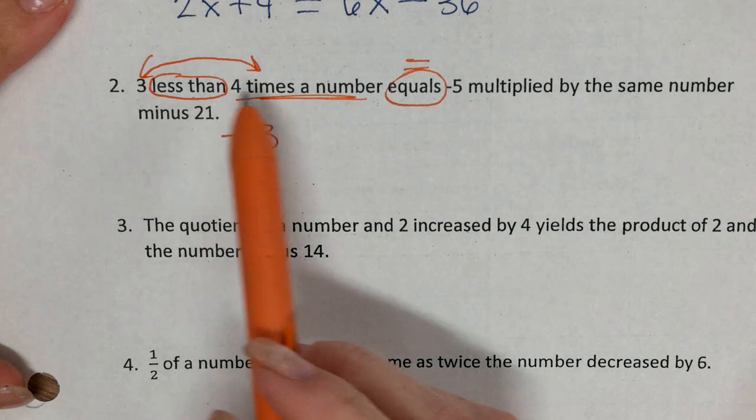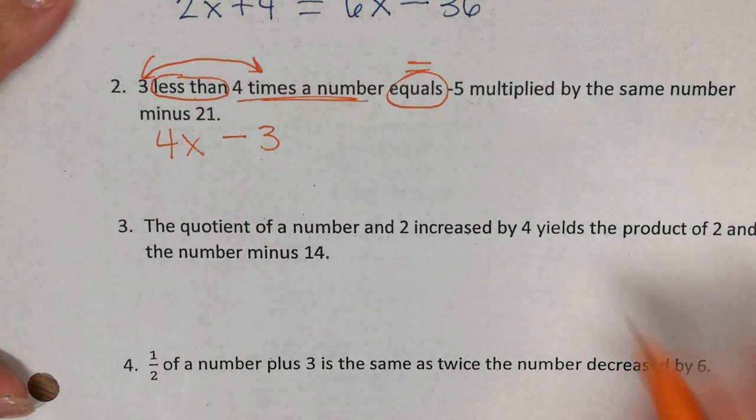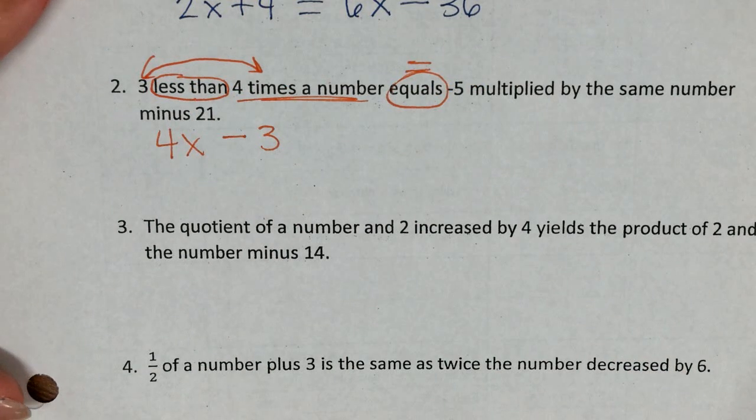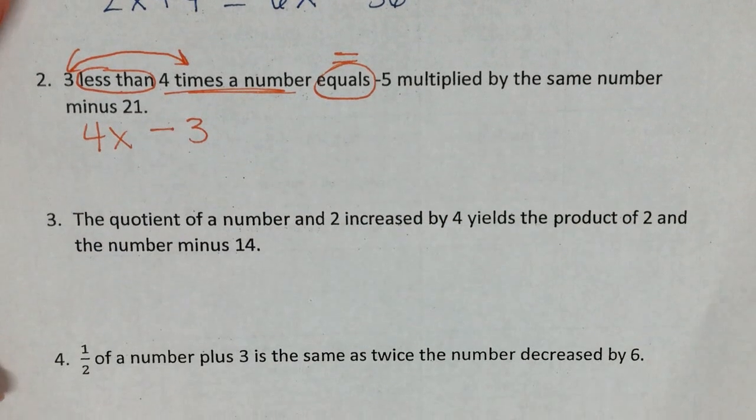How do I write 4 times a number? 4x. So I have 4x minus 3. Now I want you guys to try to write the right side real quick.